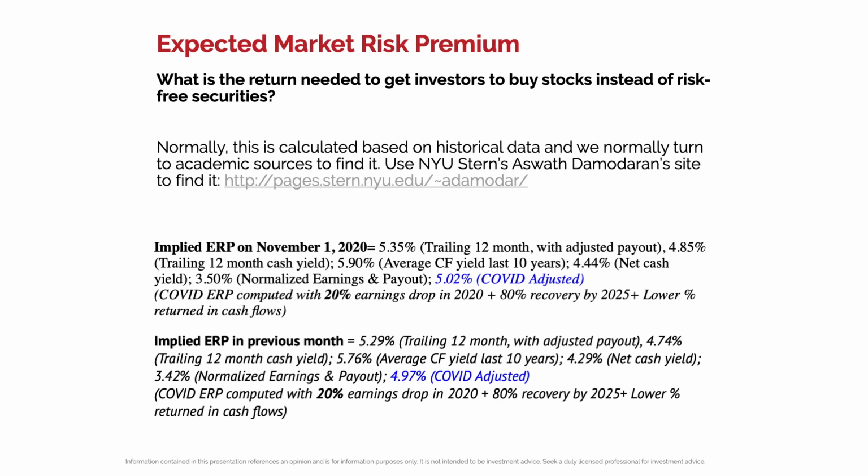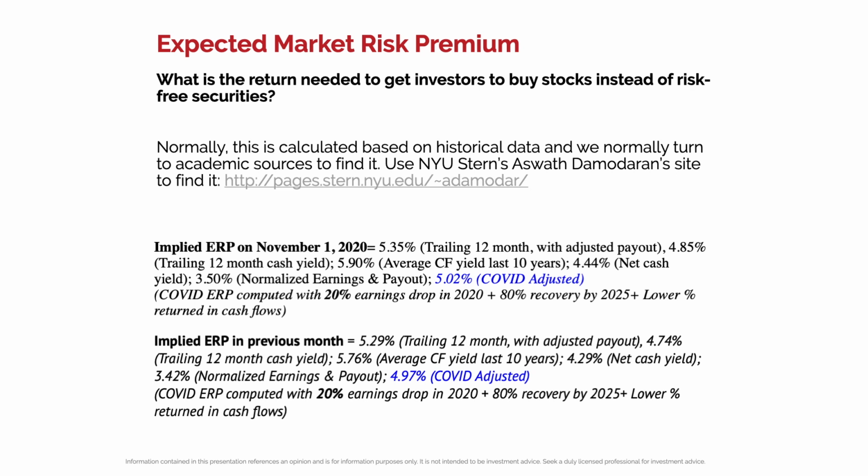The expected market risk premium is the return needed to get investors to buy stocks instead of risk-free assets. This is a little harder to find. Normally, we calculate this based on historical data. Our recommendation, and a lot of people use this, is to turn to NYU Stern's Aswath Damodaran. He's the expert in a lot of these CAPM models and implied premiums. You can see the implied equity risk premium on November 1st of this year is 5.35%. In the previous month, it was 5.29%. So it went up a little bit, and he notes that these are COVID-adjusted numbers.